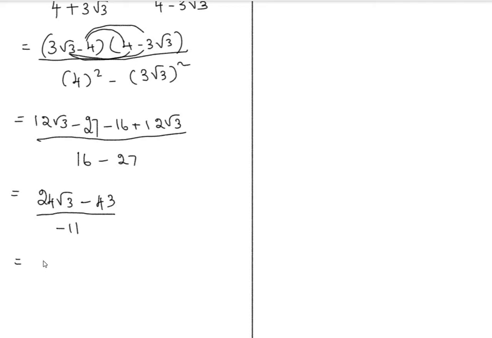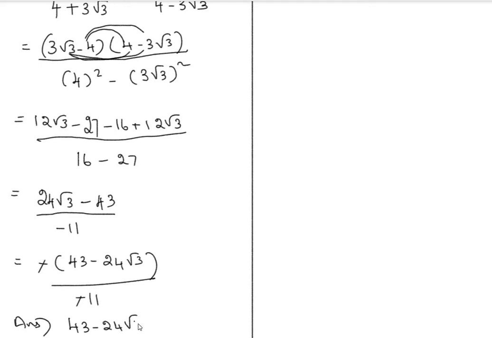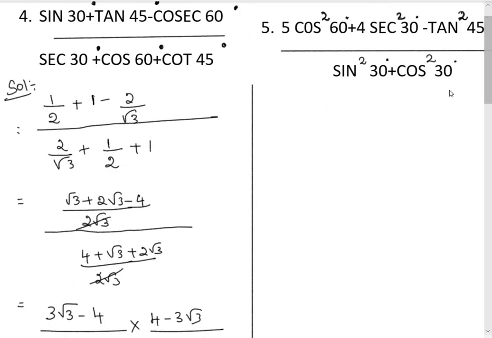So when I take minus outside, I'll be getting 43 minus 24 root 3 by minus 11. So minus minus get cancelled. The answer is 43 minus 24 root 3 divided by 11. Okay. Shall we go to the next one?